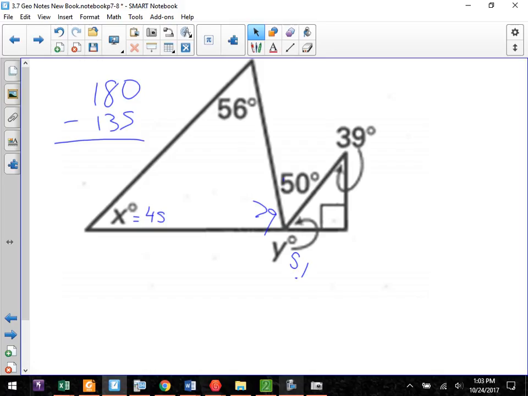Again, it's a matter of picking a place to go and work your way out. You pick a spot, and in this case, that was the easiest spot to start.